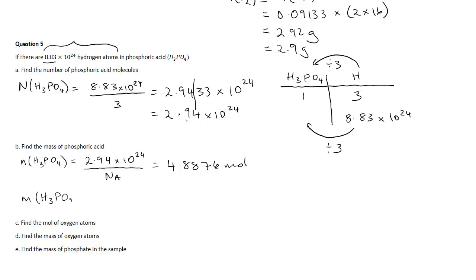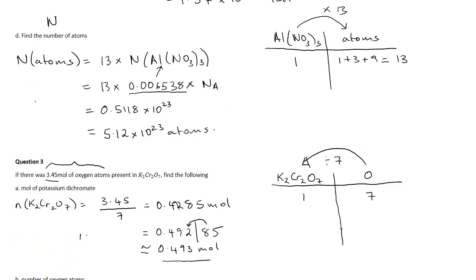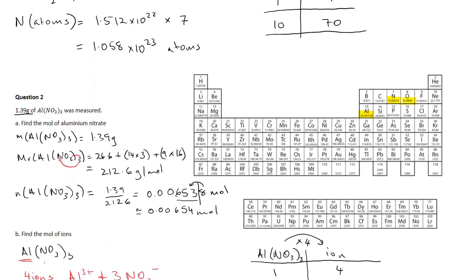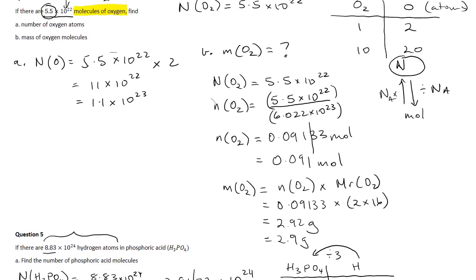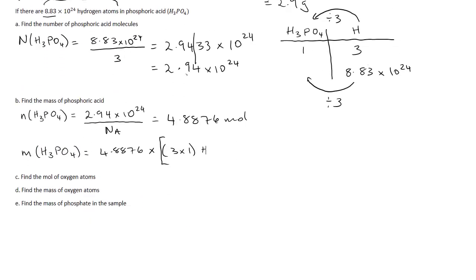have to find out the mass. And the mass in this case is 4.8876 times by 3 lots of hydrogens. This is just working out the molar mass, okay? Plus phosphorus. I've forgotten phosphorus. I think it's 39, but I can't be sure. No, it's 31. 39 was potassium. Okay, 31 is phosphorus, plus 4 lots of oxygen, which is 16.